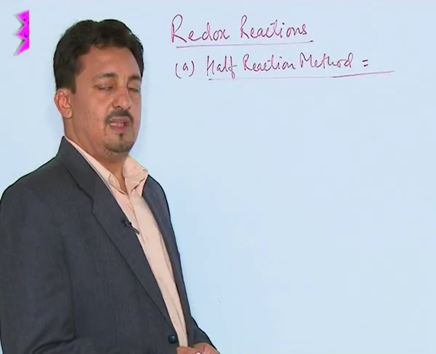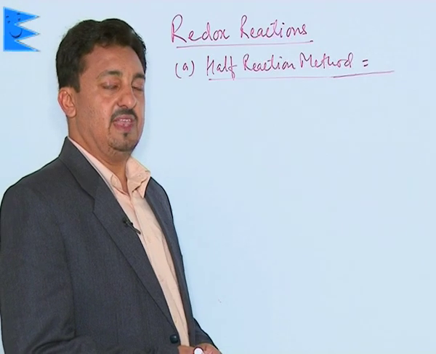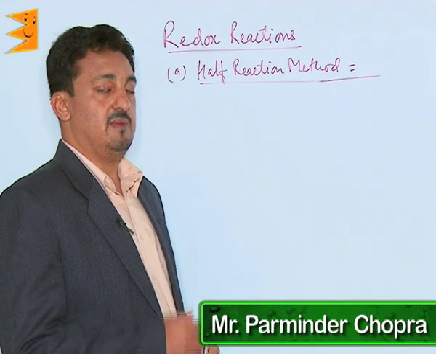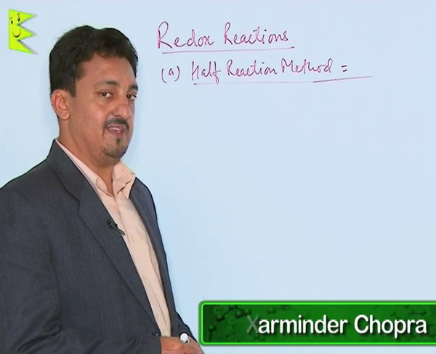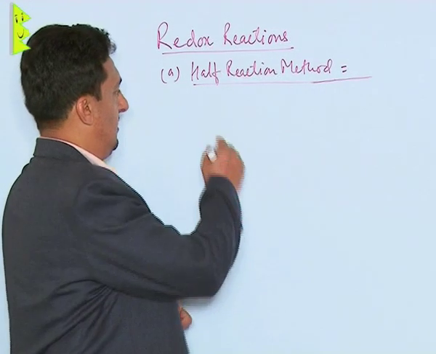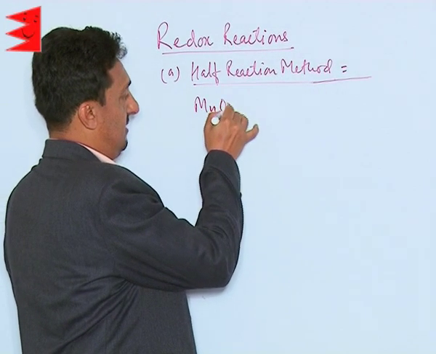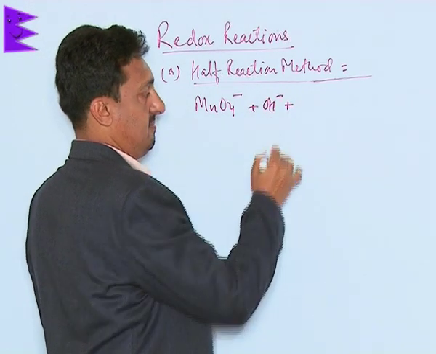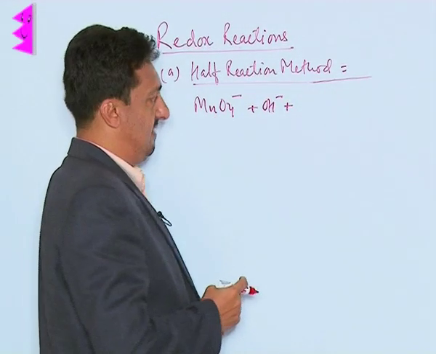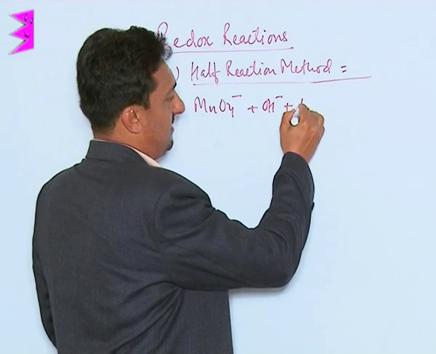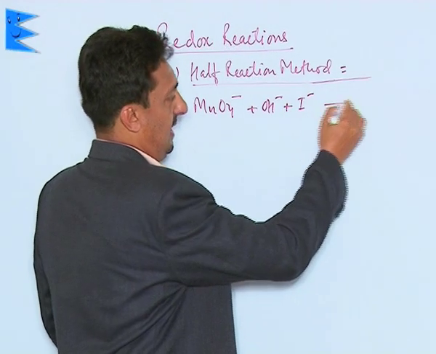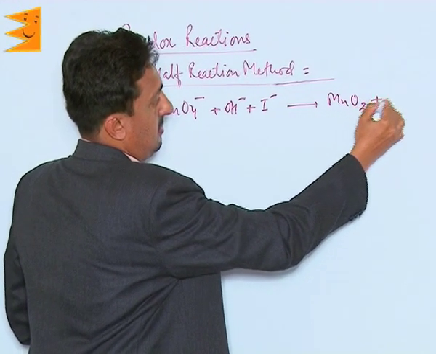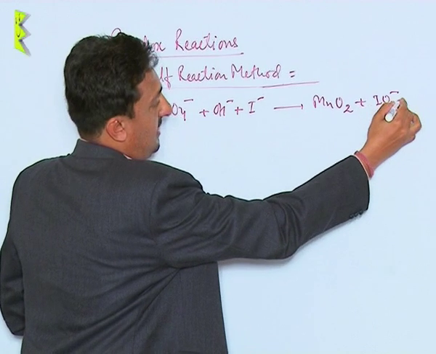method. Let us take one more example of an ionic redox reaction, which is to be balanced by the half reaction method. But this time we will take the example which is taking place in basic medium. Let us take an example of the permanganate ion taken in basic medium. It's a very strong oxidizing agent, and it oxidizes iodide ion to iodate ion.